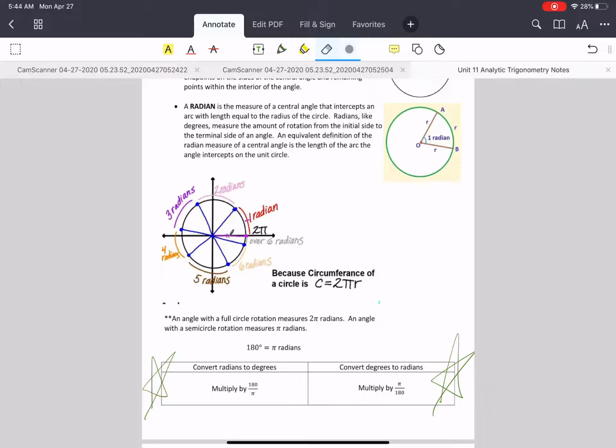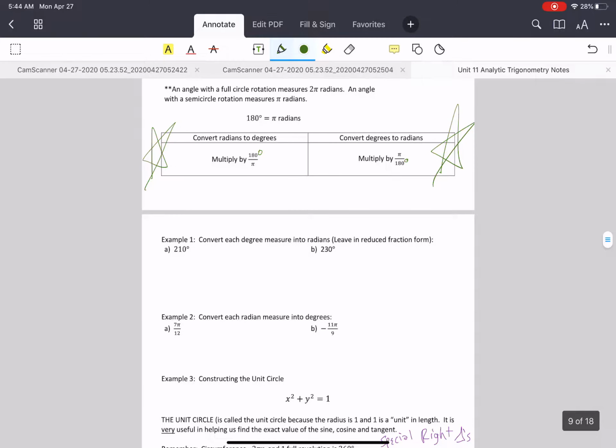We should probably show our degree signs on these. Add that to your notes, okay? So let's try a couple conversions, all right?